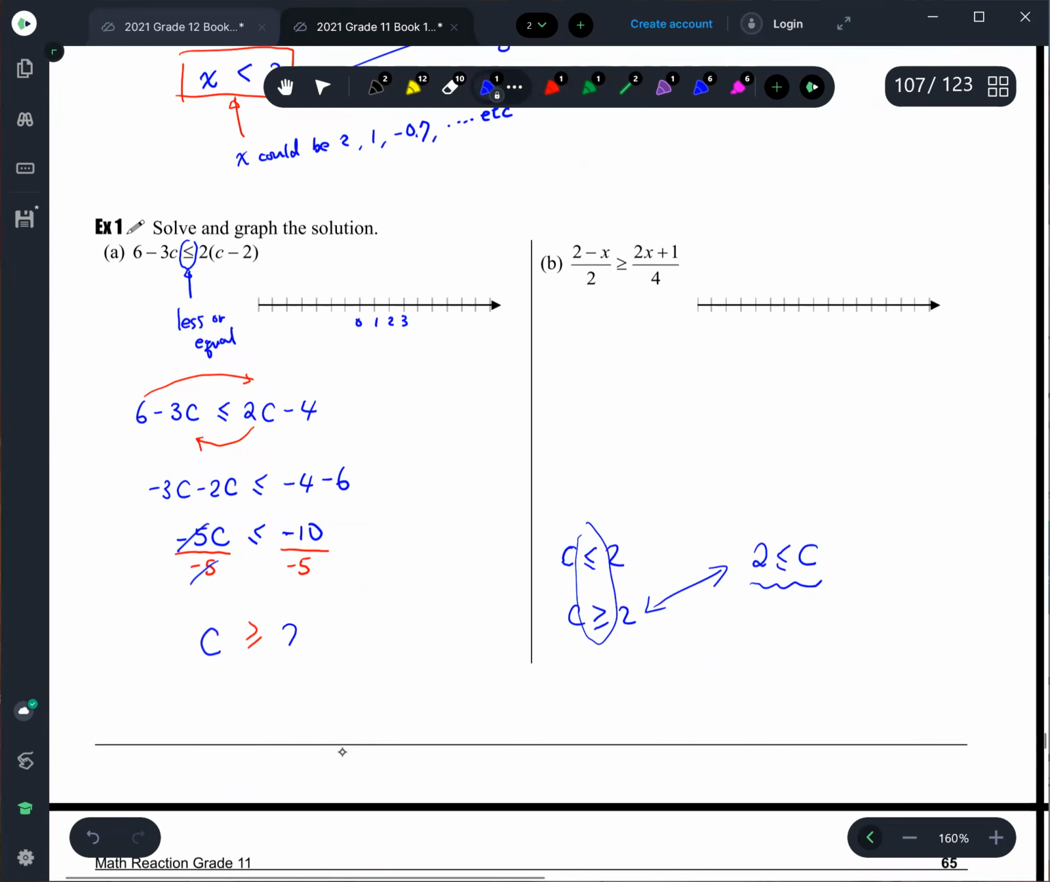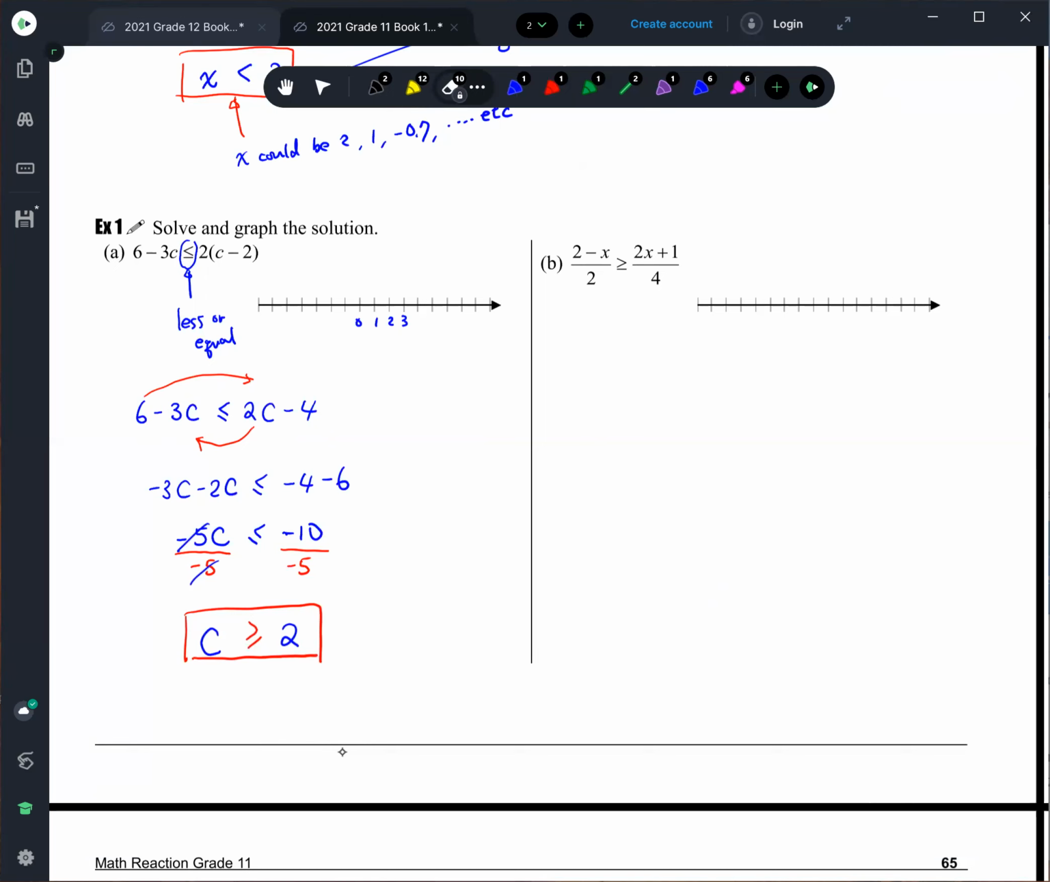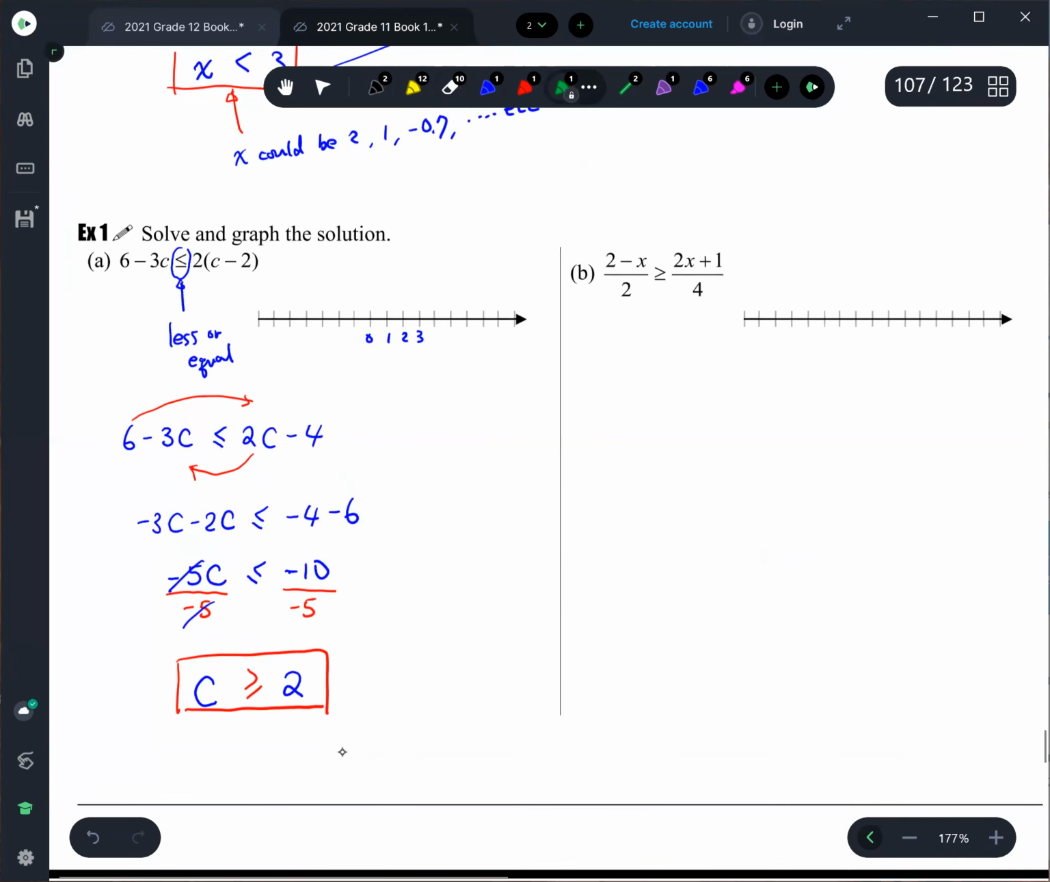Right-hand side will be 2, okay? So your answer should be C greater than or equal to 2, okay? Solving an equation is easy because you don't need to worry about flipping. But be careful here, you need to know when to flip. Right, so we got our answer. We need to show it by the graph. I already drew out the numbers. So greater than or equal to 2.